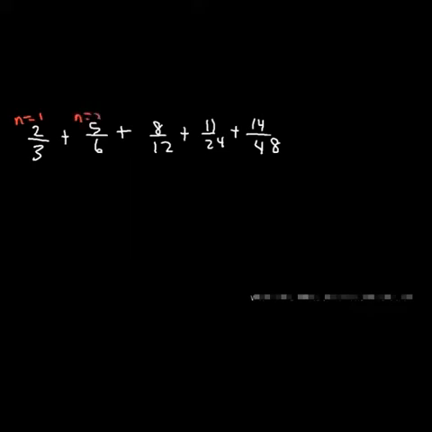If you plug in 2 for n, it gives you 5 over 6. If you plug in 3 for n, you get 8 over 12. So to do this, look at the numerators: 2, 5, 8, 11, 14. Notice that it has a common difference of 3, which means it's an arithmetic sequence. And so we can write an equation that explains that pattern of numbers using this formula.